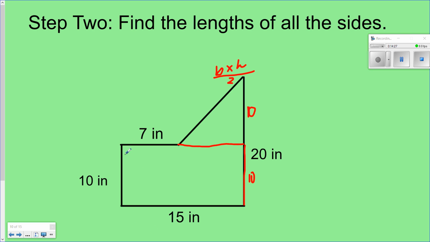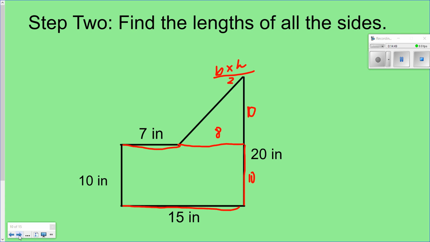Well, if I know this is 15 down here, you can see this guy, he's 15. And he's 7 here. How can I figure out what I have left over here? If this is 15, this whole thing should be 15. This is 7, this has to be 8. So now I have everything I need to start solving my problem.